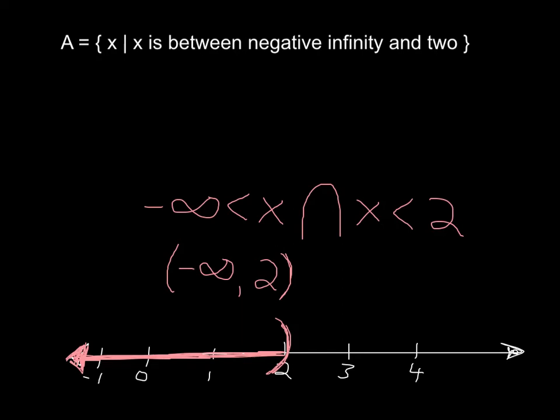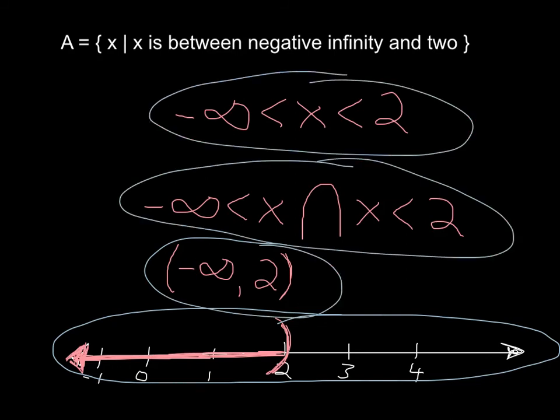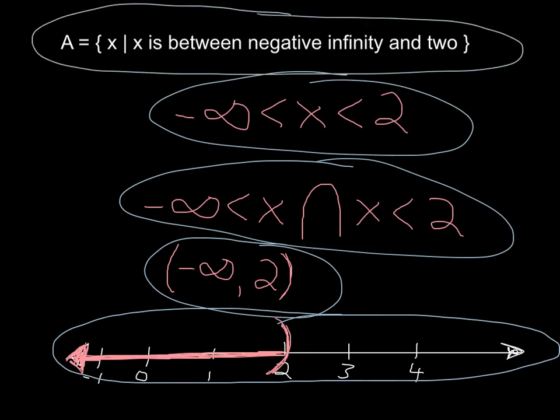Can we combine that into a single compound inequality? Well, we know that x is greater than negative infinity, and we also know it's less than 2. So if we combine these into one, we can write it as x is greater than negative infinity, and x is also less than 2. And just like that, we have all 5. Our number line, interval notation, union intersection, compound inequality, and set notation.